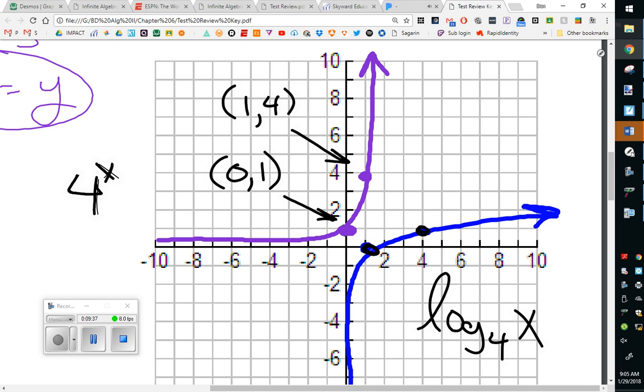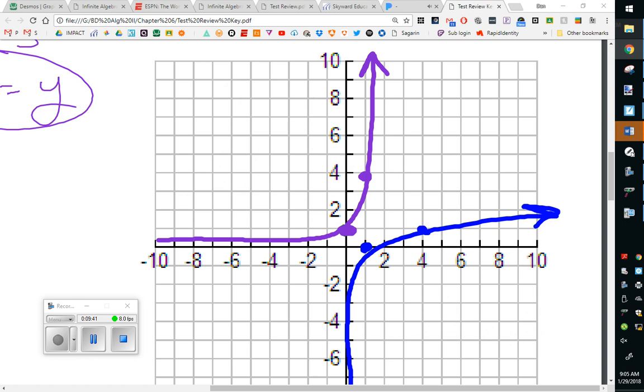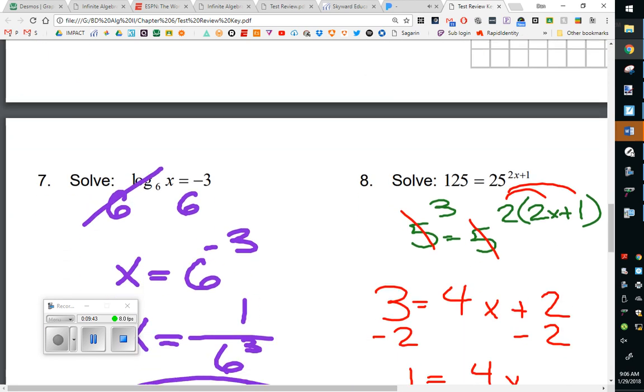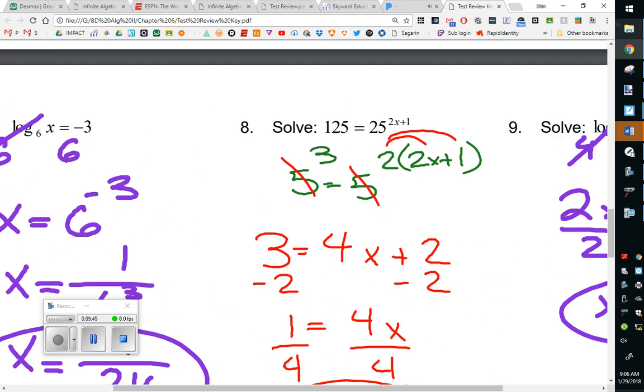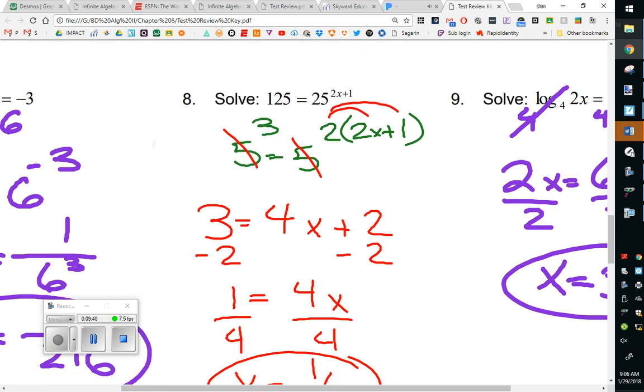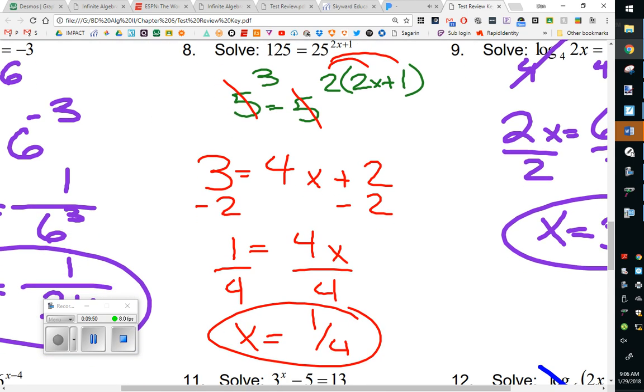Let's do one more here, and then I'll let you work some more. Let's look at number 10. Or number 7. Sorry, number 7. No, 8. Sorry, we're doing evens. Look at number 8. You should have gotten 1/4. Some people got 0.25. It's the same thing.